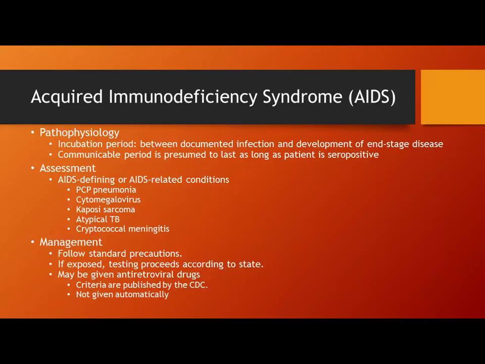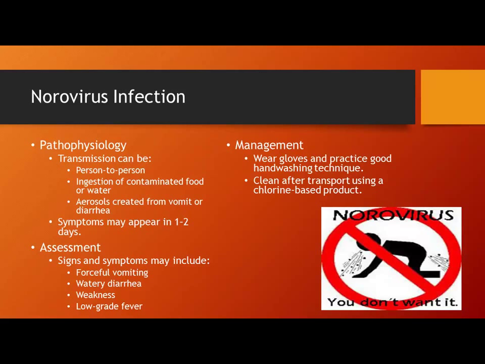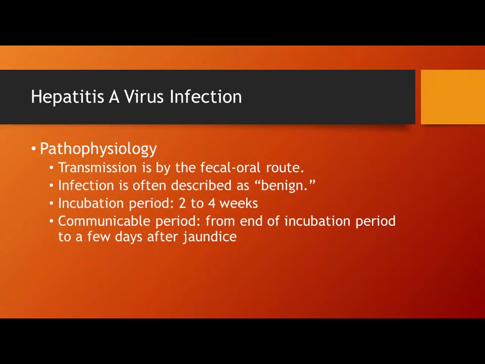Alright? Norovirus. Norovirus is one of those that comes out of the front and out of the back end. What will we be dealing with in these folks? Probably dehydration. I don't know why, I guess hepatitis A made it over here because of the tummy troubles. But it is a fecal-oral route.